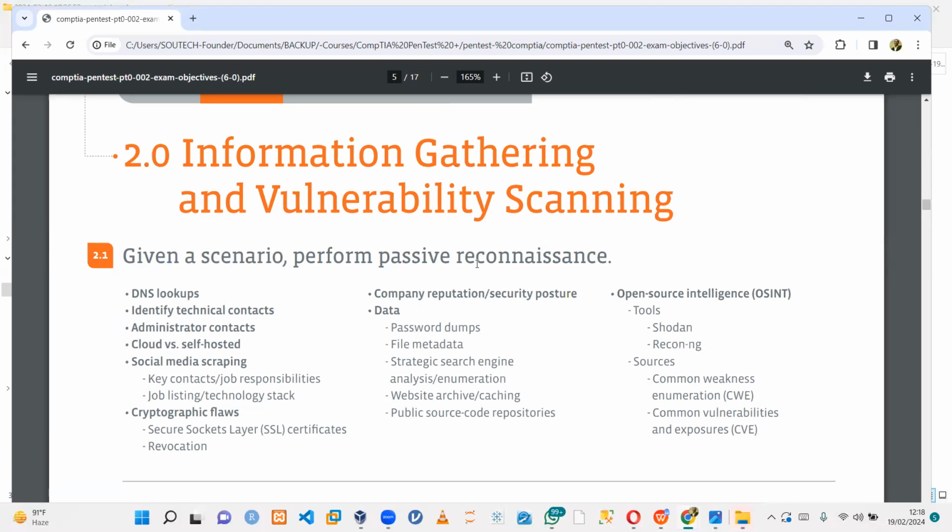Now, in module 2, given a scenario, perform passive reconnaissance. So you have active and passive reconnaissance. Reconnaissance is about gathering information. It's about understanding your target. Now, how do you do passive reconnaissance? So you have things like DNS lookup. You have things like technical contacts.